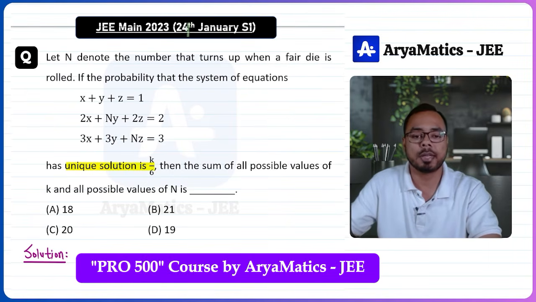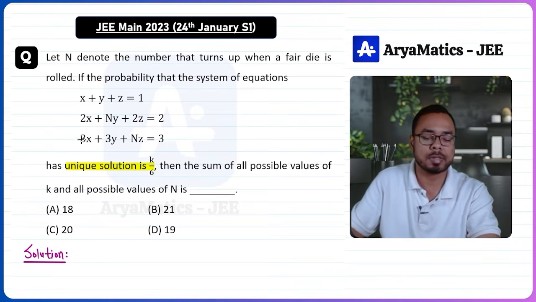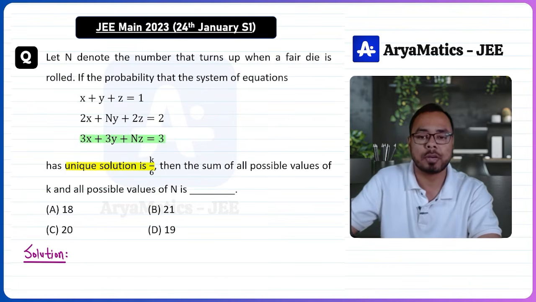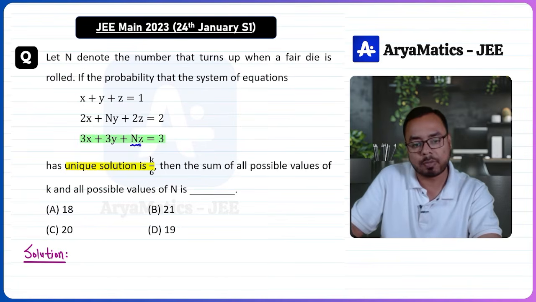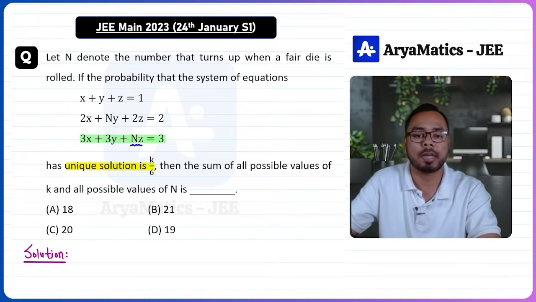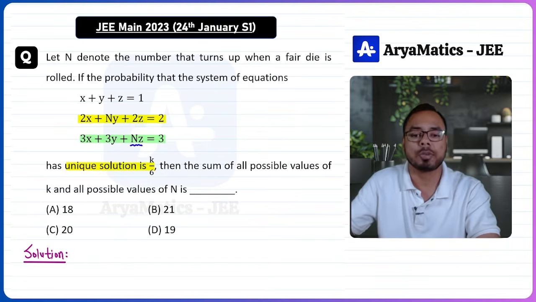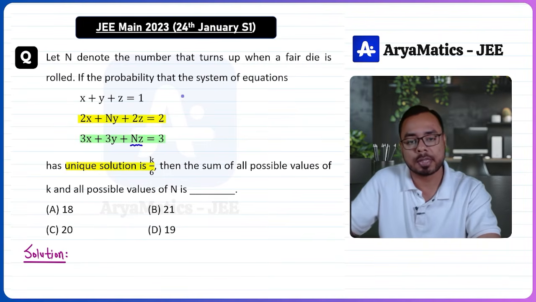Now, as you can see, we have a system of linear equations, 3 equations, 3 unknowns, and equations 2 and 3 have this unknown n, right? In equation 3, the coefficient of z is n. Similarly, in equation 2, the coefficient of y is n. And n is a number that we get when we throw a fair die, right? So n will be any one of the first 6 natural numbers. n will be either 1 or 2 or 3 up to 6.